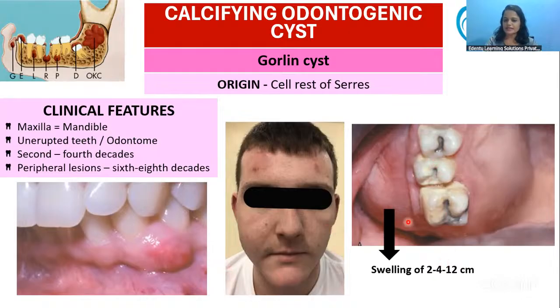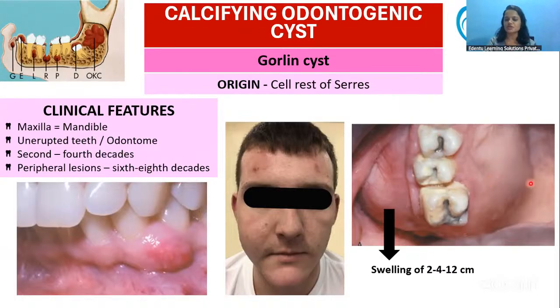And this is an example of a central lesion. Central lesion means inside the bone. Peripheral lesion means in the gingiva. So this is an example of a peripheral lesion, and this is an example of a central lesion. As you can see, it can produce a swelling as large as 12 centimeters, ranging from 2 to 12 centimeters.